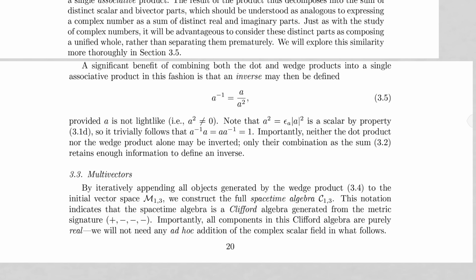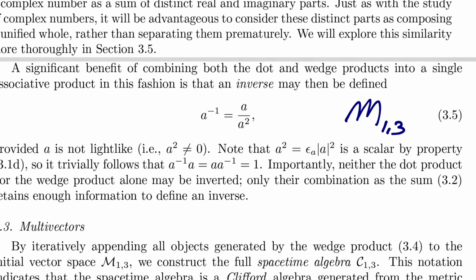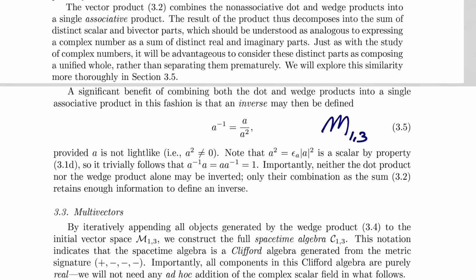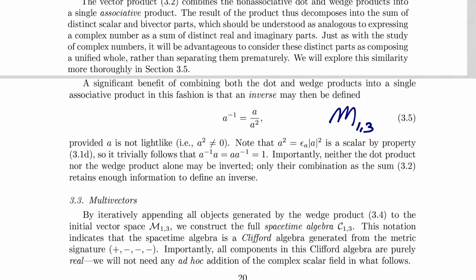And so to finish off our last paragraph here, a significant benefit of combining both the dot and wedge products into a single associative product in this fashion is that an inverse may be defined. Now first, about this inverse, notice it's an inverse for just the vectors, right? The only things they're talking about here are the members of M13. Those guys get an inverse, and not even all of them, because this a squared is a scalar down here. If that's 0, and in Minkowski space, if A is literally a light-like vector, which they actually say here, then this isn't going to make any sense. But other than that, every vector will have an inverse.